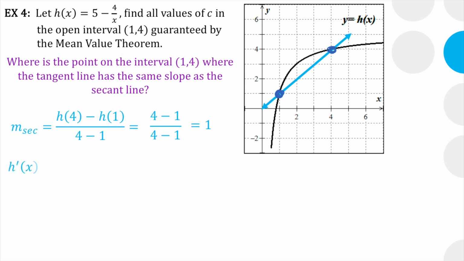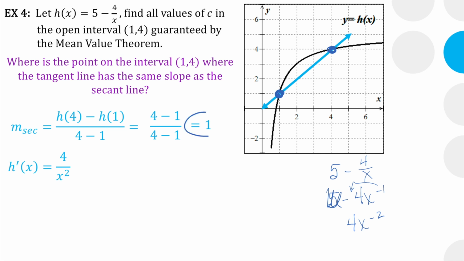Now if I take the derivative of h of x, I get 4 over x squared. I can do that over here if we need to. 5 minus 4 over x. That's 5 minus 4x to the -1. So the -1 comes forward, the 5 disappears, 4x to the -2. Okay, back to our problem. The instantaneous rate of change is 4 over x squared.